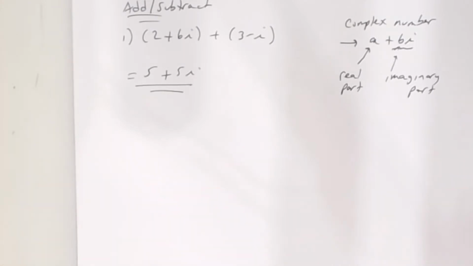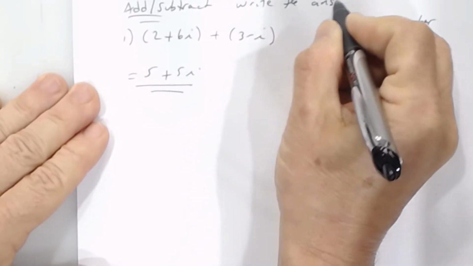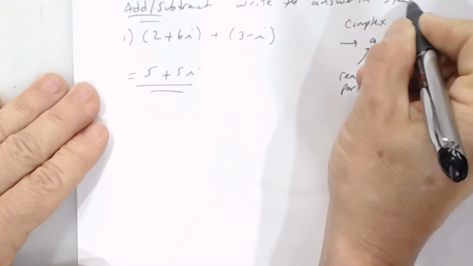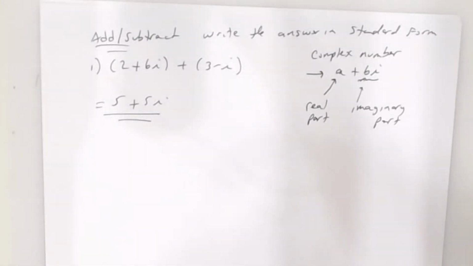The directions will also say write the answer in standard form. Standard form just means a plus bi. So put the real part first and then put what next? The imaginary part. So don't write the answer as 5i plus 5 because that's not standard form. So you've got to say what first? The real part first, which is 5. Okay?